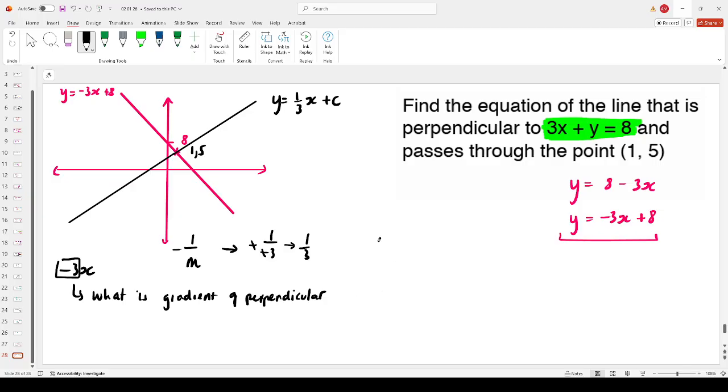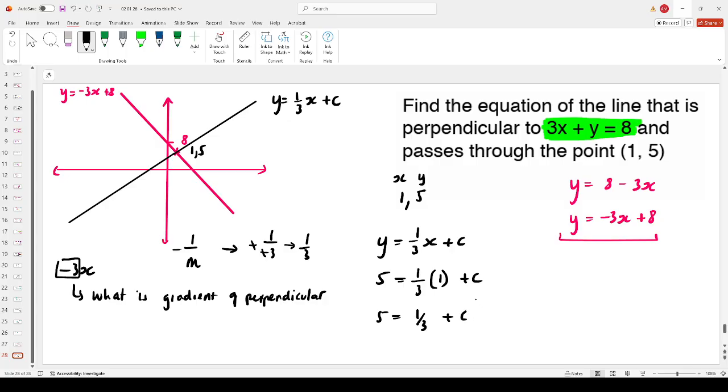So the equation is y equals 1/3 x plus c. The coordinates that we're substituting in is (1, 5). That's the x coordinate, that's the y coordinate. So I just got to put in the y coordinate here. So 5 equals 1/3 times 1 plus c. So 5 equals 1/3 plus c.